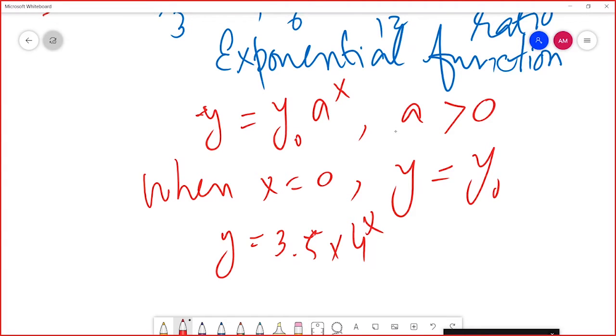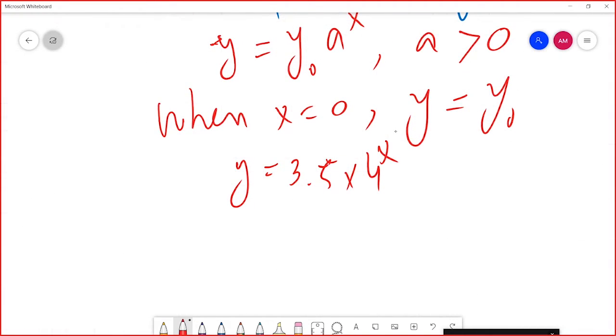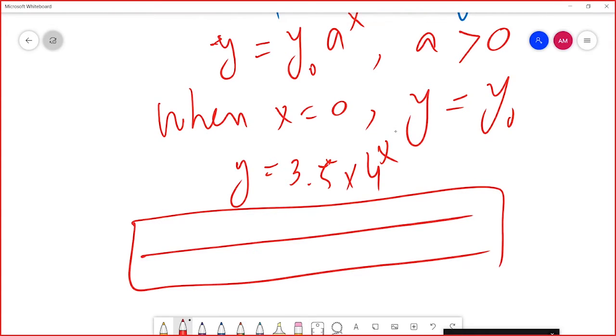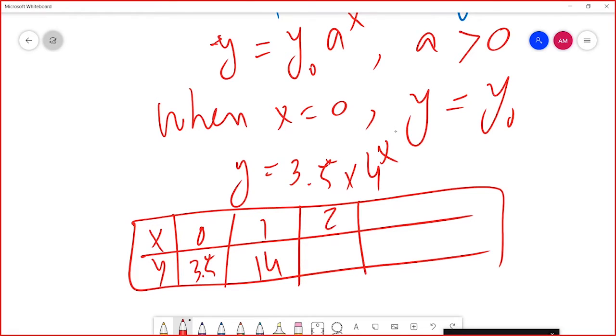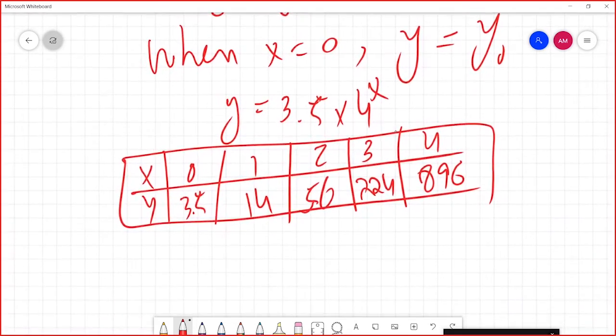What is the value of x? If x is equal to 0, it is 3.5. I just put the values very quickly; I do not ask you, rather I put the values. So if it is 0, it is 3.5. If it is 1, it is 14. If it is 2, it is 56. If it is 3, it is 224, right? And if it is 4, it is 896. You can use your calculator to find it.